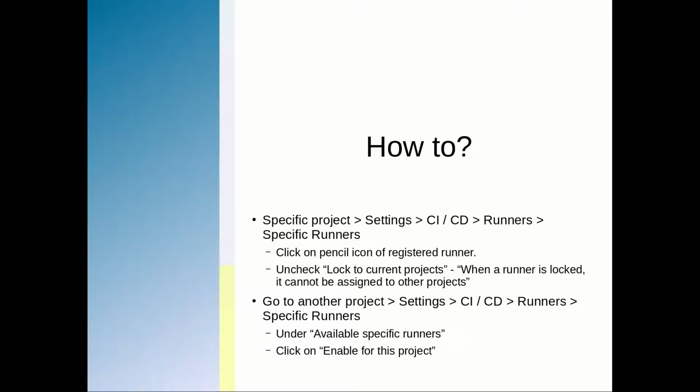Once you have the specific runner, you need to go to that project's settings, CI/CD, runners, expand it, and there is a section of specific runners. You need to click on the pencil icon of that registered runner and uncheck the box showing locked to current projects. When a runner is locked, it cannot be assigned to other projects.